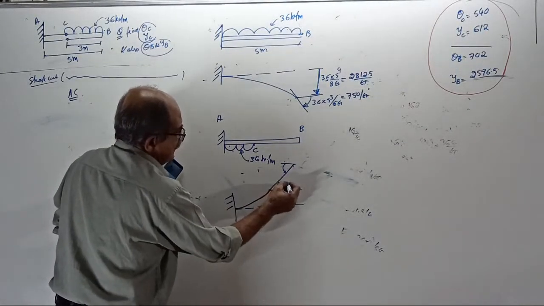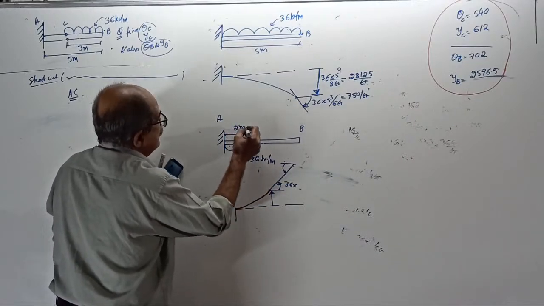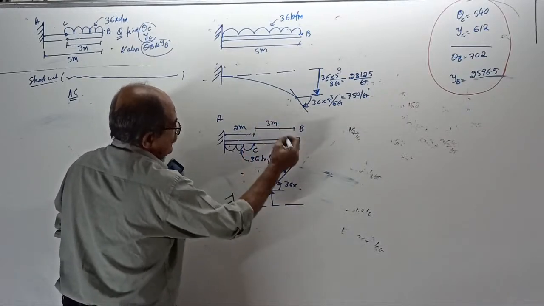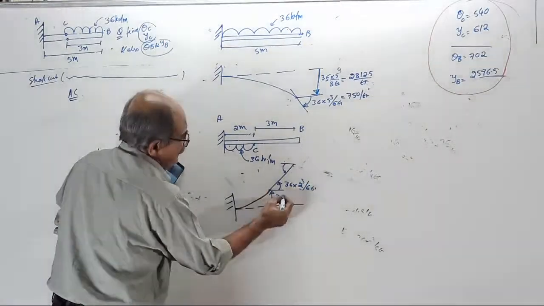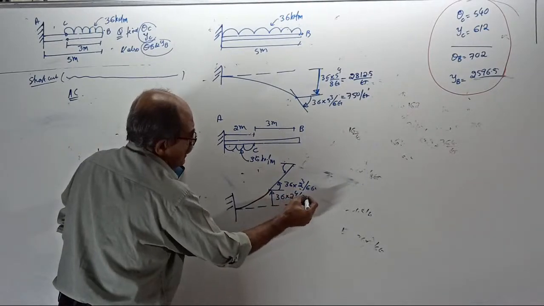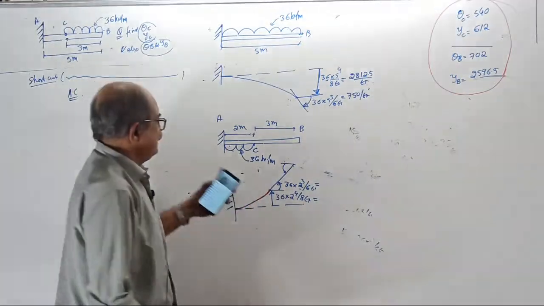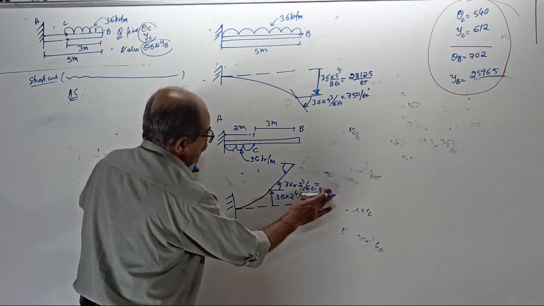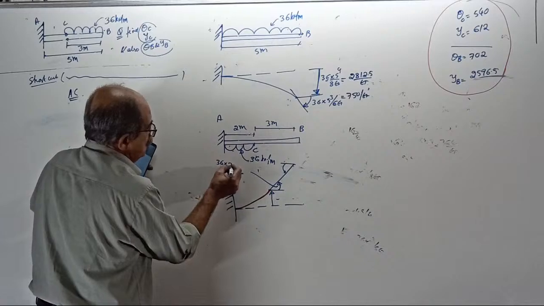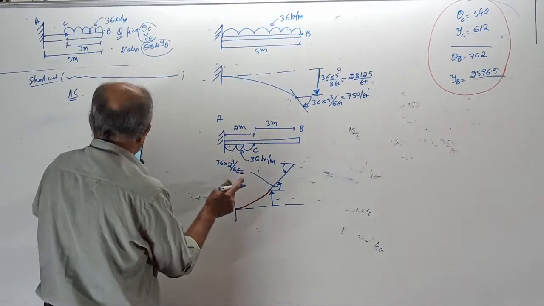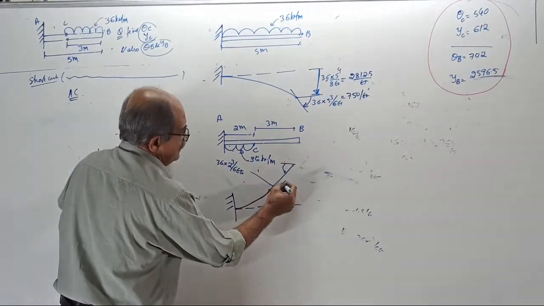This slope is 36 into... What is the span? This is 2 meter, that is 3 meter. 36 into 2 cube by 6 EI is the slope, and this deflection is 36 into 2 power 4 by 8 EI. Tell this answer. I should write somewhere outside. This slope is 36 into 2 cube by 6 EI. The slope is 48.